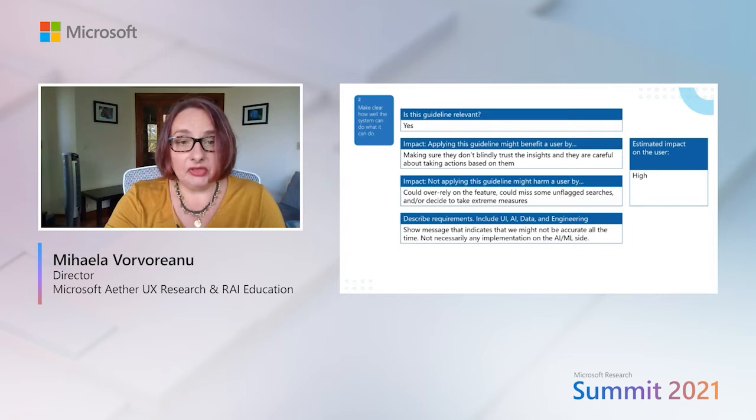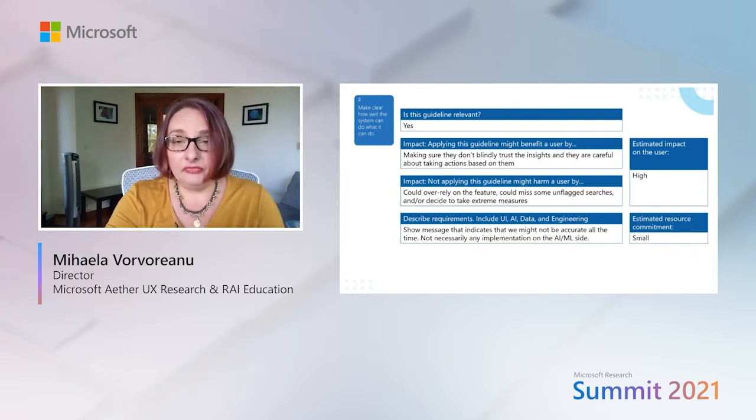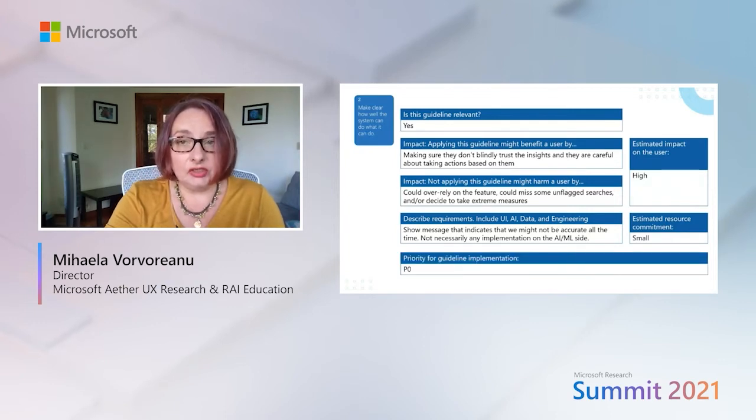Moving on to the next step in the workbook, the team had to describe requirements of how they might implement it. And this should include UI, AI, data, and engineering. And in this case, the team decided that showing a message to communicate to the user that the feature might not always be accurate is the way to go. And they estimated the resource commitment for this implementation as small. Taking all of these decisions into consideration, the team prioritized Guideline 2 as a P0, meaning that they would not ship the feature without this being implemented.